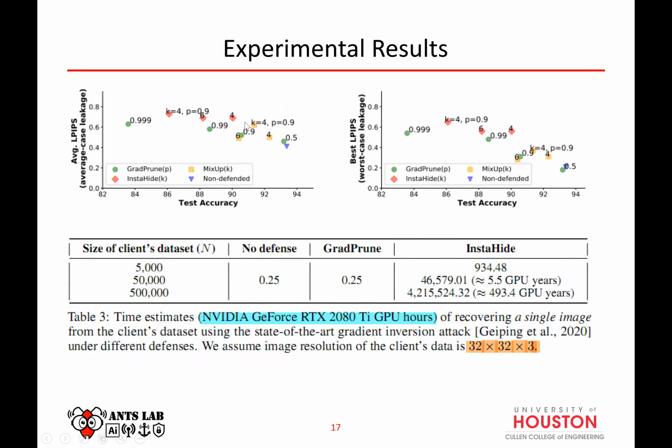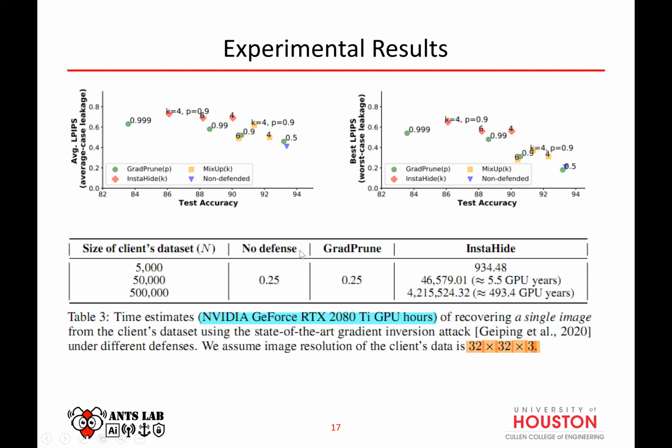And these two figures show the trade-off between the defense performance and the model test accuracy. If this value is higher, it means the defense performance is better. We can see the combination of InstaHide and pruning; the InstaHide defense method gives a better performance in trading off the defense and the model accuracy.